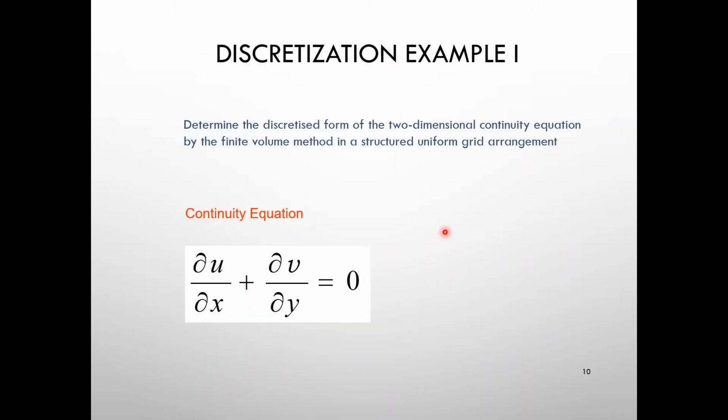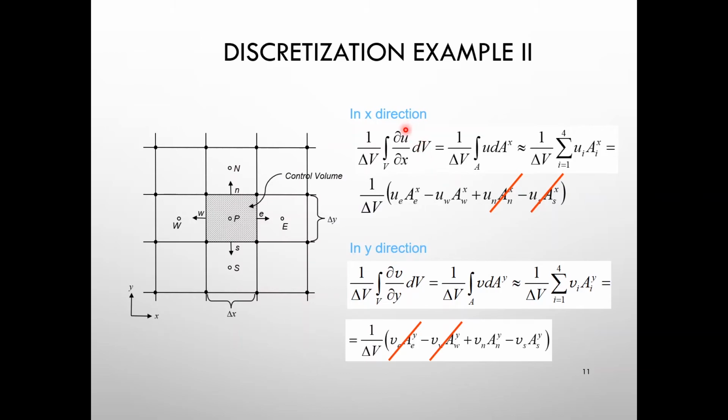Okay, we take one example of how to discretize equations. Here in this example we are going to find the discretized form of the two-dimensional continuity equation by using the finite volume method, the one that we just discussed. By using a structured uniform grid arrangement, as we know the continuity equation for two dimensions is defined as: del u over del x plus del v over del y equals zero. Here we apply the finite volume method to discretize the equation in both x and y directions.